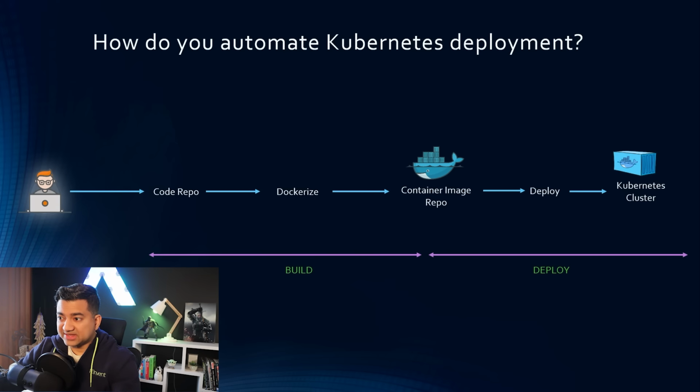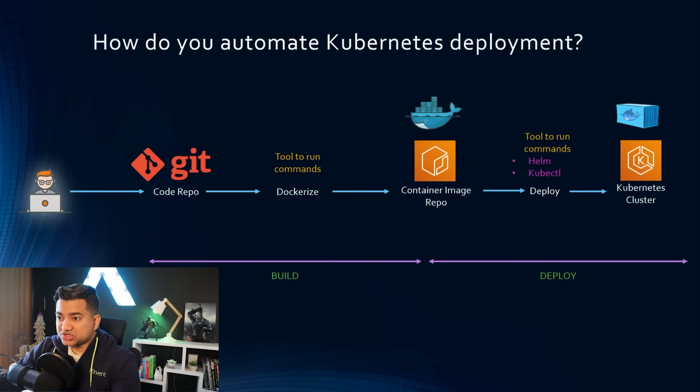So keeping this in mind, let's say you put your code in Git, such as a code repo like GitHub. Now you need to have a tool where you can run commands. Because if you think about it, at the end of the day, when you say you Dockerize something, all you are doing is running your Dockerfile, right? So you need a tool that will allow you to run those commands. After that, you save the container image into the container image repository.